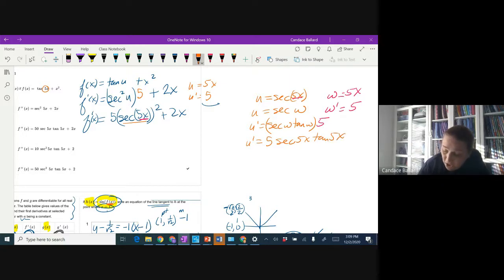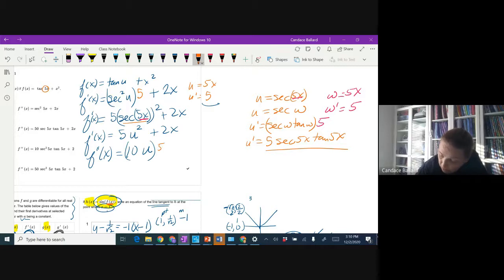All right, and then we've got to chain all the way back to our original now, right? So f prime, I'm going to rewrite, f prime equals 5 times u squared plus 2x. I'm going to start taking that derivative. So the derivative of this here is going to be 10u times the derivative of the inside, which was this huge mess here, 5 secant 5x tangent 5x. And then we still have to do the derivative of this 2x, which is the plus 2.